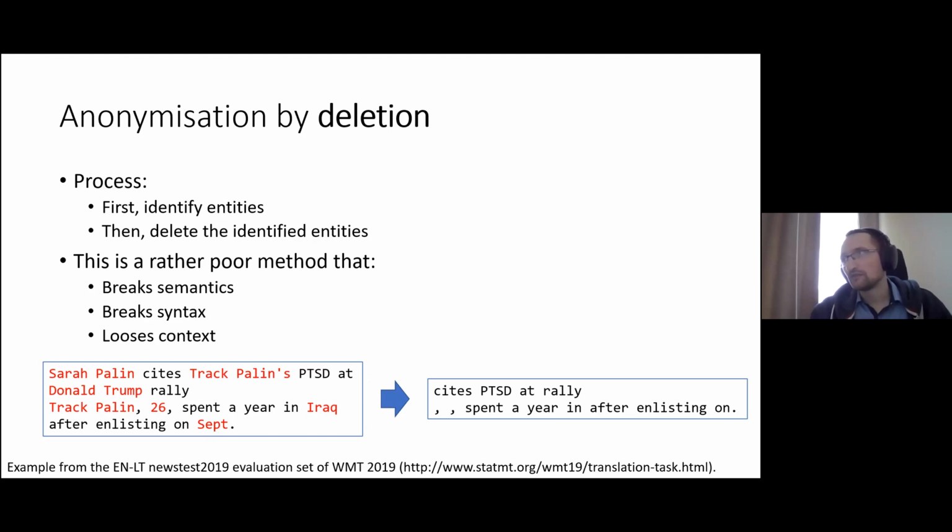And this is a rather poor method because it has deficiencies. It breaks semantics, it breaks syntax, and it also loses context. So if you want to analyze it in a downstream task, you might face problems that the text doesn't make sense anymore. So this is a rather simple, sometimes used method, but not very useful if you have to process the data in downstream tasks. For some tasks, maybe it is useful. For many, for instance, machine translation, it would not be a sensible thing to do.